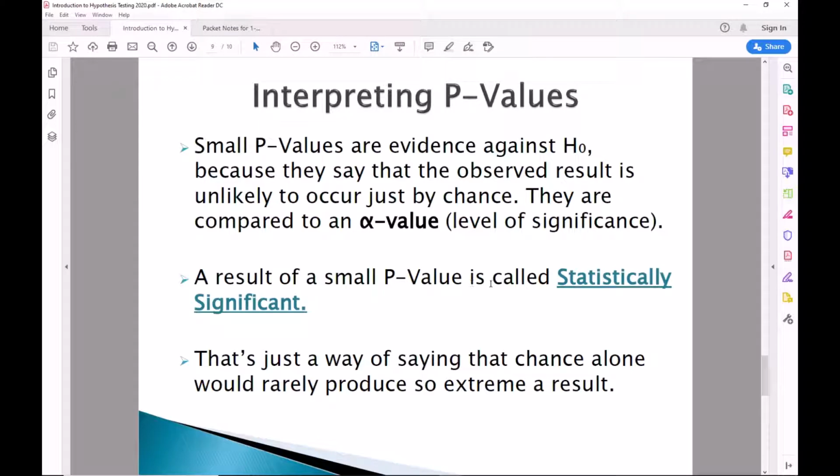All right, so that's what we mean when we get a p-value that's less than alpha. That's a small p-value. It'll be called statistically significant. In other words, the difference between what the claim is and what I saw in my sample is so different that it's not just due to chance, it's due to some kind of effect. It's statistically significant. It's not just something I can brush off, it matters. So that's just a way of saying that chance alone would rarely produce so extreme a result.